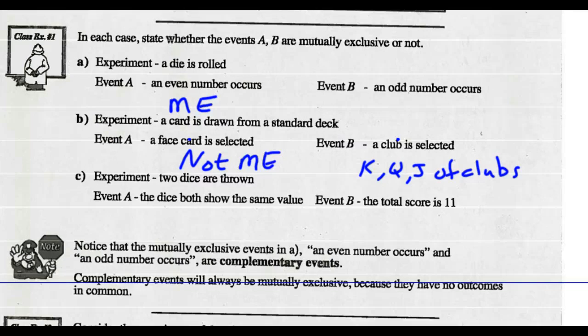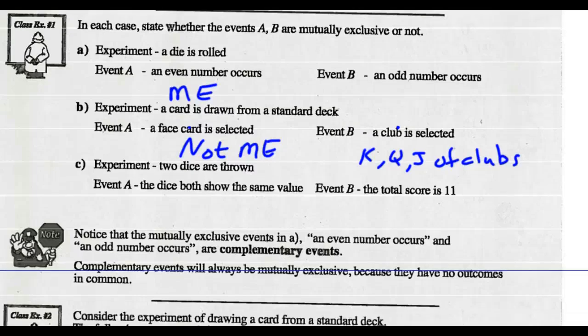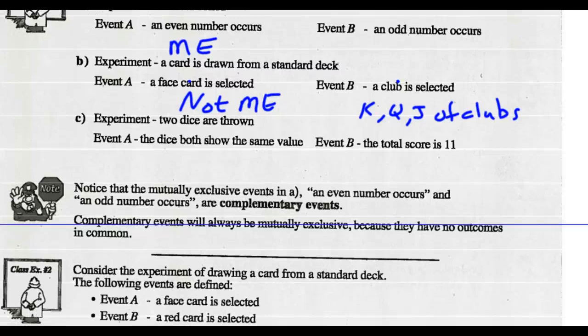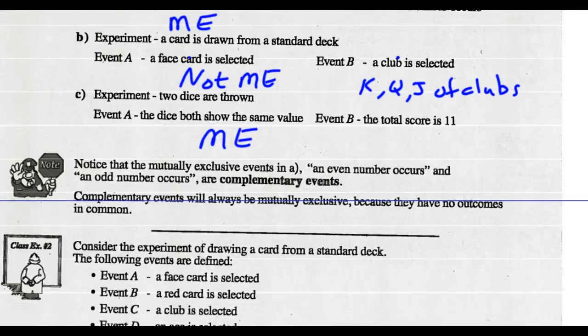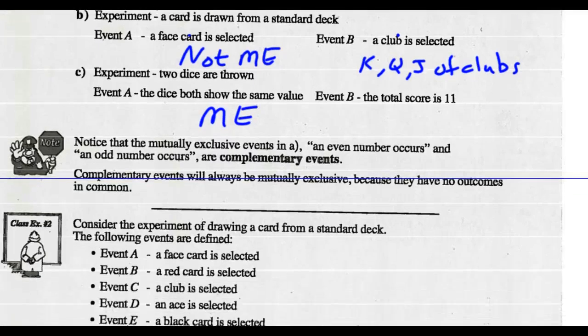C, two dice are thrown. Event A is the dice show the same value. Event B, the total score is 11. Are they mutually exclusive? Can dice that show the same score ever add up to 11? No, they can't. So we would say that these events are mutually exclusive. Notice that the mutually exclusive events in A, an even number occurs and an odd number occurs, are also complementary. Complementary events will always be mutually exclusive because they have no outcomes in common.